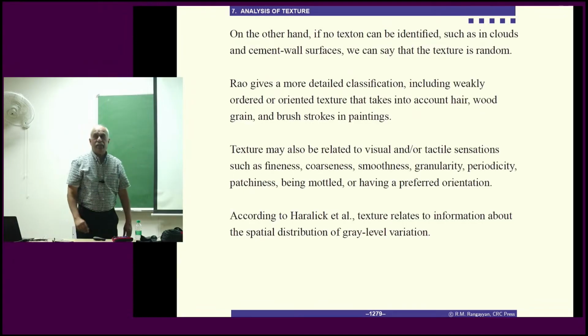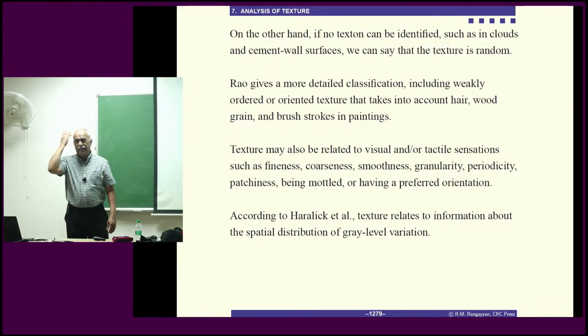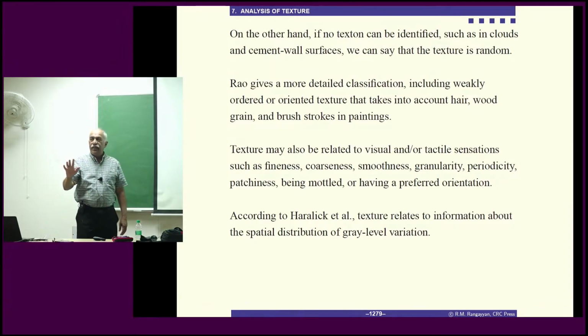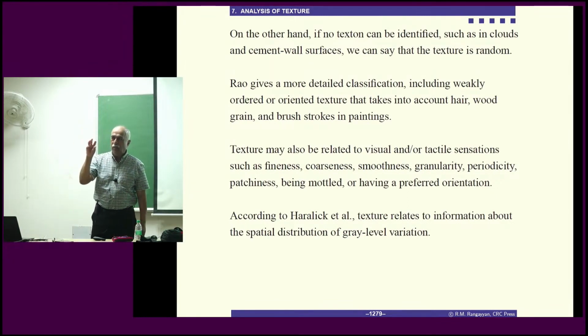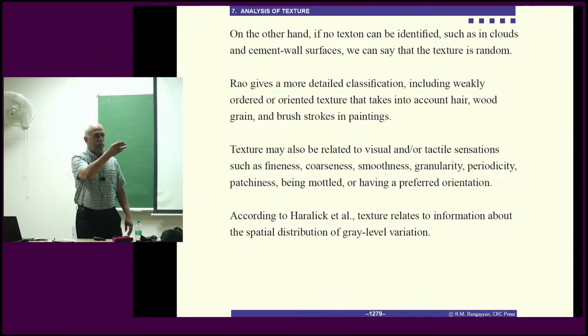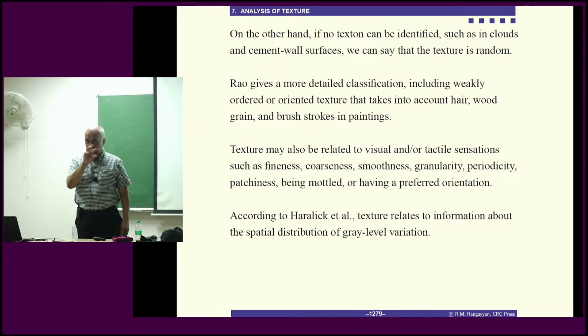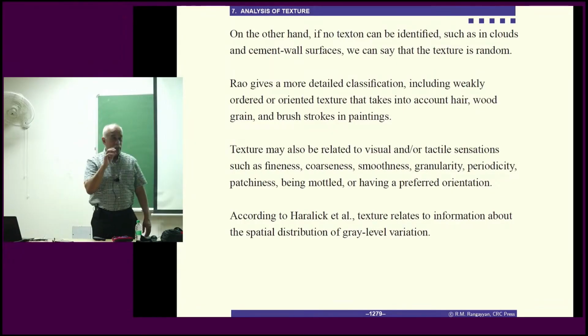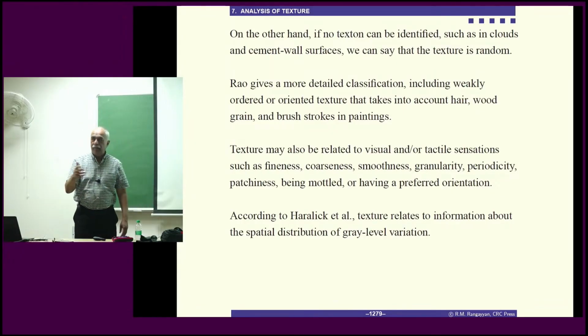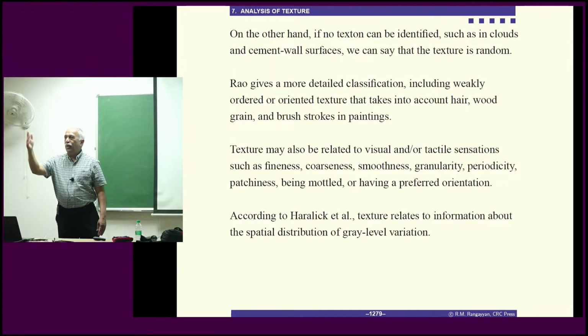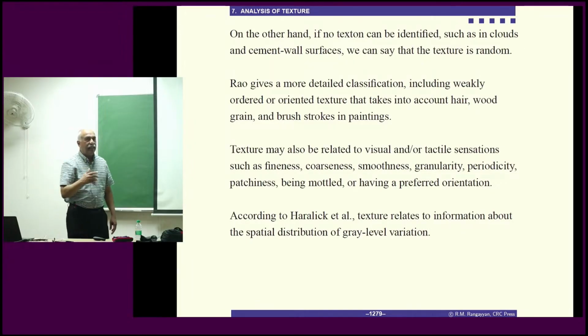If no texton can be identified, texture element, texel or texton, such as clouds and cement wall surfaces, there is some roughness, but there is some graininess, but there is no geometric pattern or motif. In some shirts, with floral design, the same motif is repeated. Then that is the texton. But in the case of a cement wall surface with some roughness, that is random.